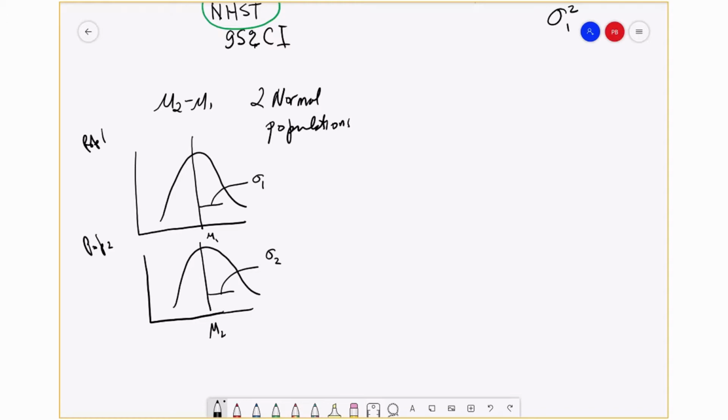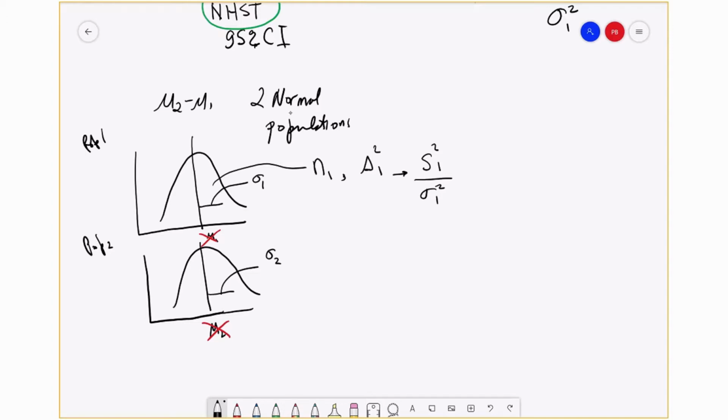And as was the case of the chi-square, we don't really need to worry about the population means. So the techniques that I'm going to go through will work regardless of what the population means are or whether or not they're equal between the two populations. So what we're going to do is, with a sample size of N1, we're going to calculate the variance of that sample, and then we're going to consider the ratio of S squared 1 over sigma squared 1.